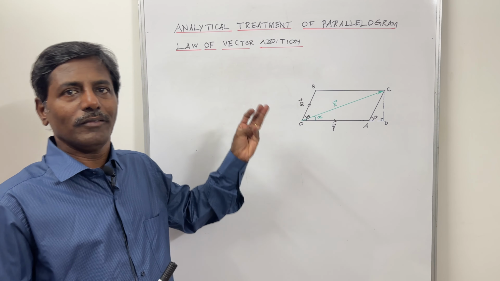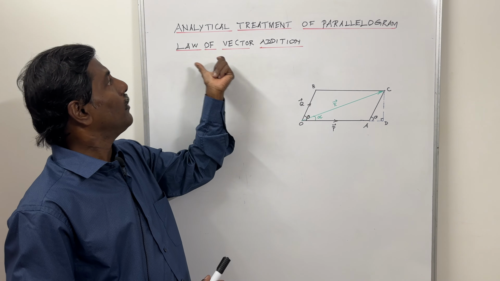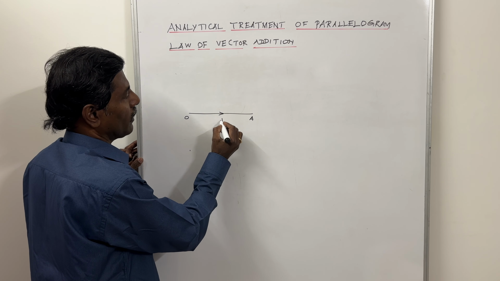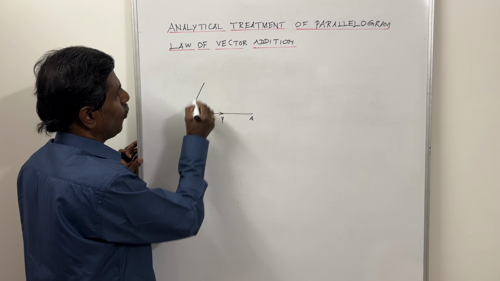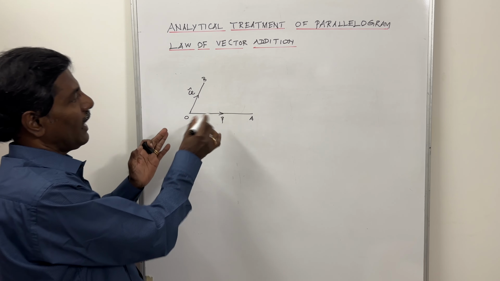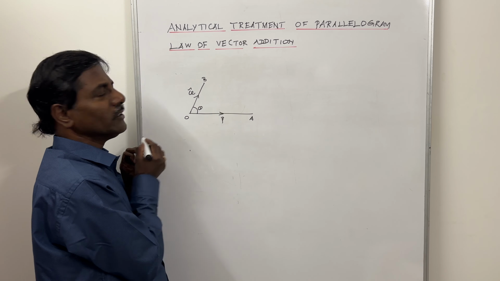Hi friends, today we are going to discuss the analytical treatment of parallelogram law of vector addition. OA is a P vector and OB is a Q vector, representing the adjacent sides of a parallelogram. Theta is the angle between the two vectors.